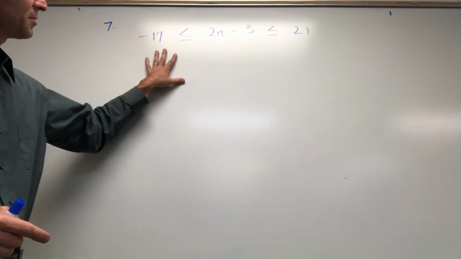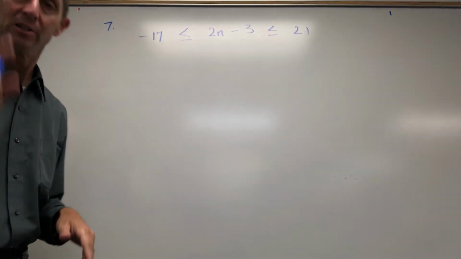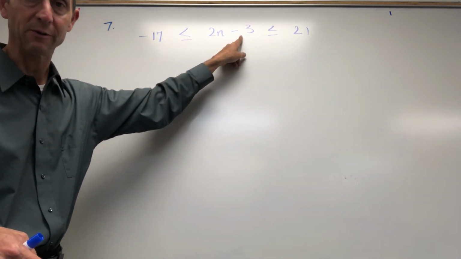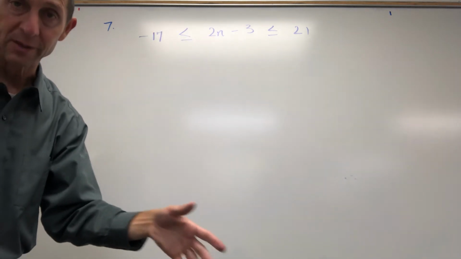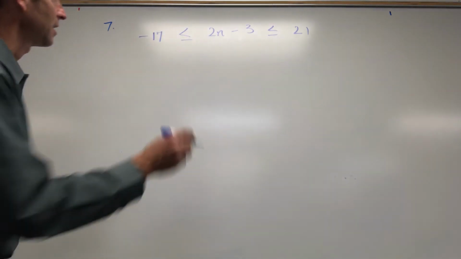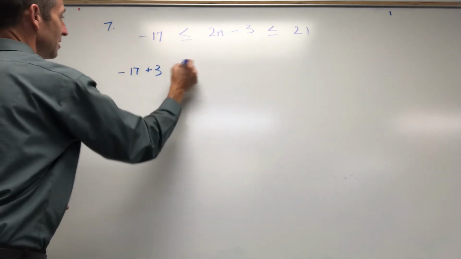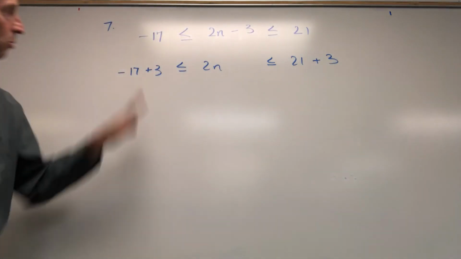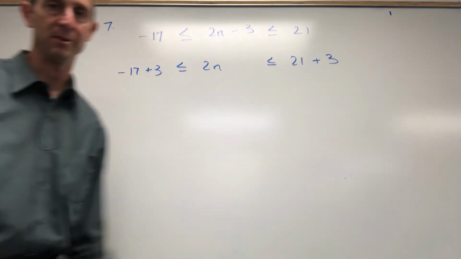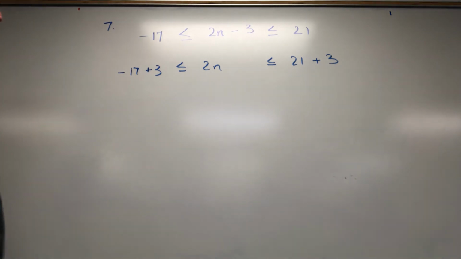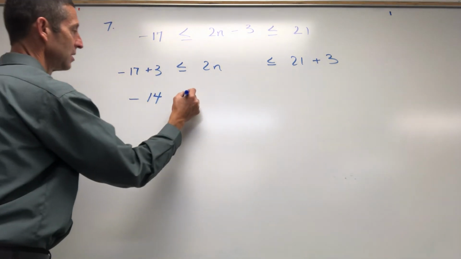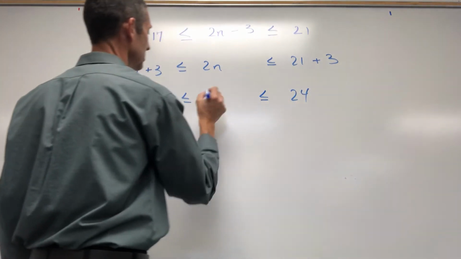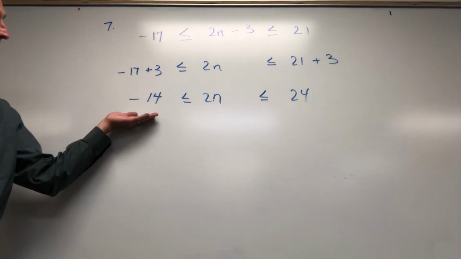You're going to work a problem on the left side. You're going to work a problem on the right side. You're trying to solve for n. That n right there has had 3 subtracted from it. So we're going to add 3 to get rid of it. We're going to do 2 problems at one time. We're going to add the 3 on the left, and we're going to add the 3 on the right. So working a math problem on this side, working a math problem on that side. 2 problems at the same time. So this becomes negative 14 less than or equal to 2n, less than or equal to 24, since 21 plus 3 is 24. So we clean up the left, we clean up the right.